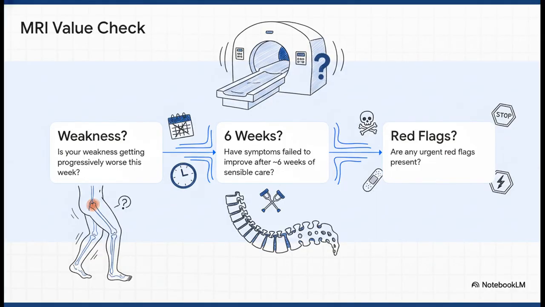1. Is any weakness you have getting progressively worse this week? 2. Have you tried conservative, sensible care for about 6 weeks with little to no improvement? And 3. Are any of those red flags we just talked about present? If you're answering yes to any of these, an MRI starts to look like a much more valuable tool.